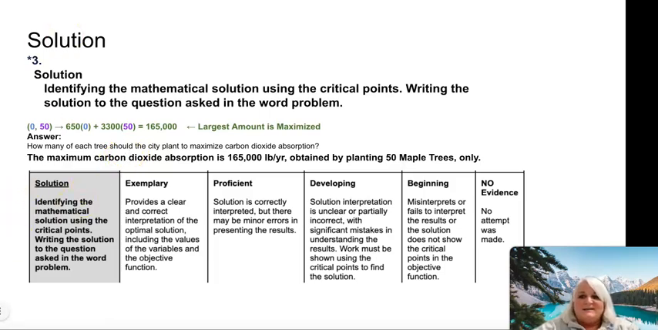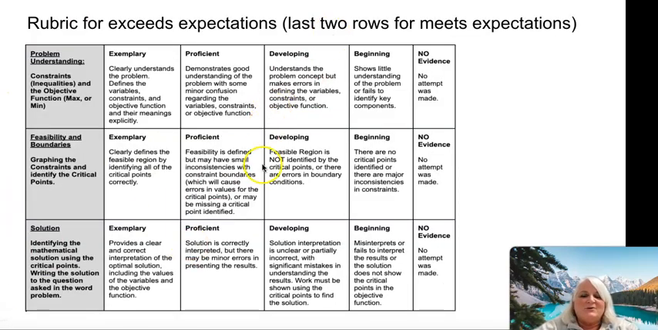All right, I need to wrap this up. So this is the whole rubric. As I said before, you really have to do the last two parts, so you're going to have a rubric for grading the last two parts on one problem, and then all three parts on the other problem so that you have the chance to exceed the expectations.